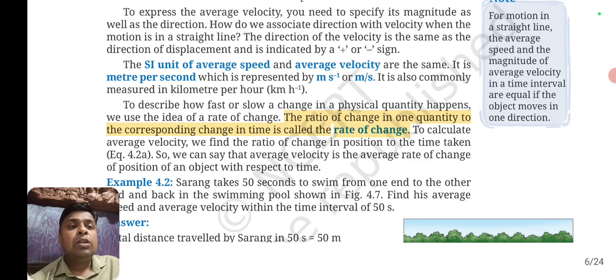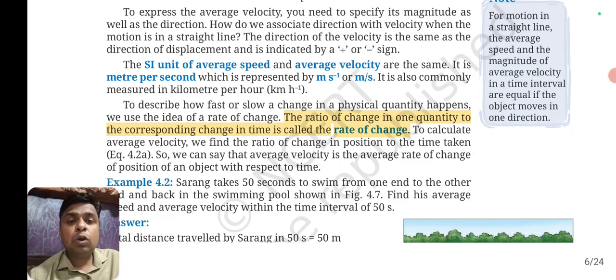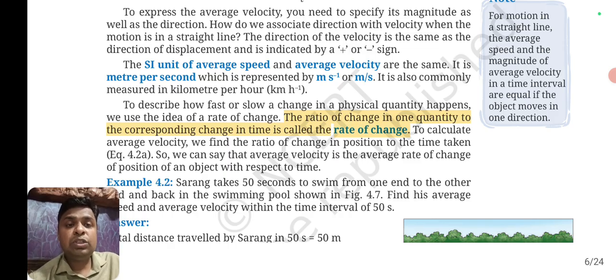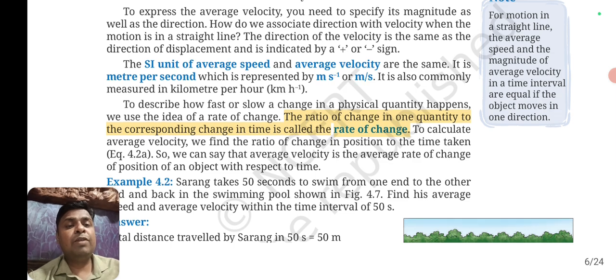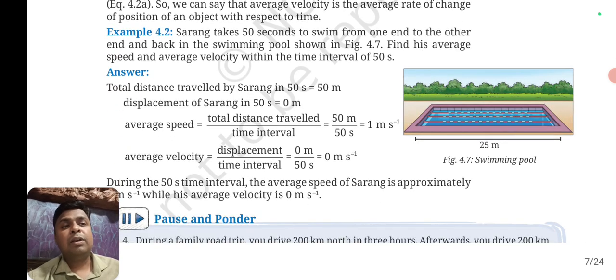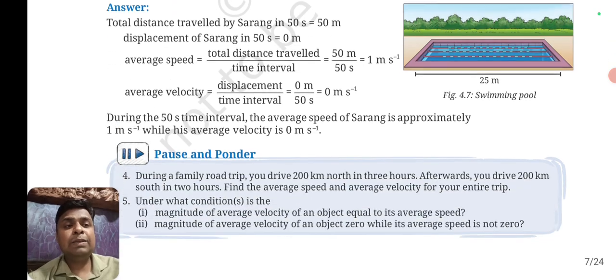The ratio of change of one quantity with the corresponding change in time is called rate of change. How rapidly it is changing, that is the rate of change. Sarang takes 50 seconds to swim from one end to the other and back. Find the average speed. Average speed is total distance upon total time, that is 50 upon 50, that is 1 meter per second. And average velocity is 0 because its starting and ending point is the same. So no need to calculate anything. Displacement upon time is 0.